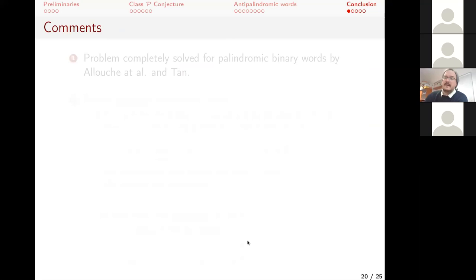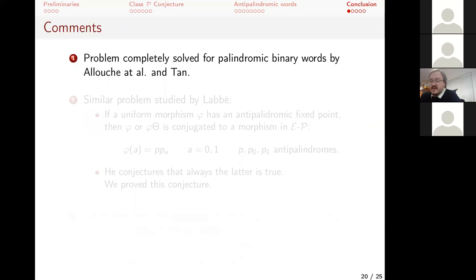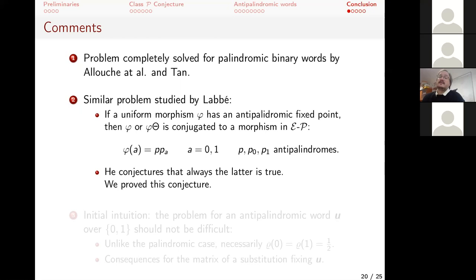So I've got about three comments. Well, first, I've already said it before, but let me state it again. This problem or a similar problem for palindromic words has already been completely solved by Allouche, Shallit and Tan. A similar problem has been studied by Sébastien Labbé. I think it was in his master's thesis. I think he was interested in uniform morphisms having an antipalindromic fixed point. And his approach was to use a direct analog of class P of morphisms.